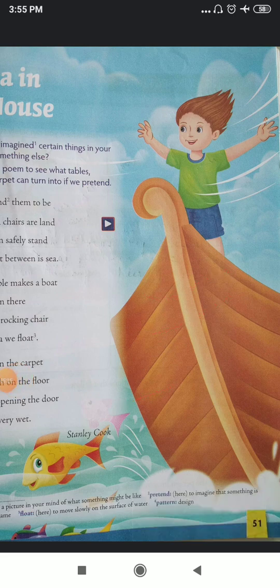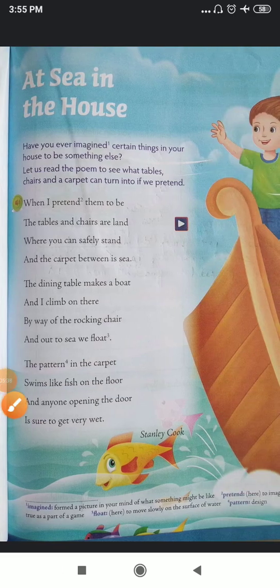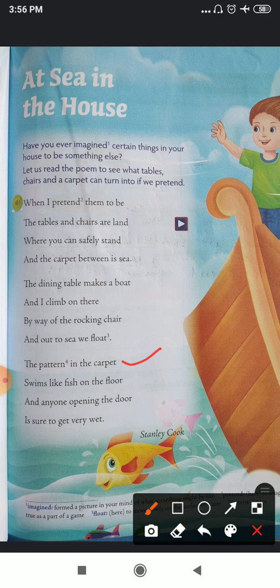Now, moving to the next stanza. The pattern in the carpet swims like fish on the floor, and anyone opening the door is sure to get very wet. Now, what is the meaning of pattern? Pattern means design. In this last stanza of the poem, the pattern in the carpet pretends to be the fish which are swimming in the sea, and he ends his imagination by saying that whoever will enter the room will surely get wet.